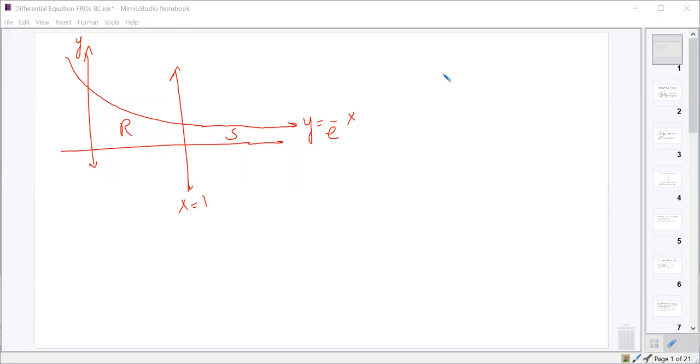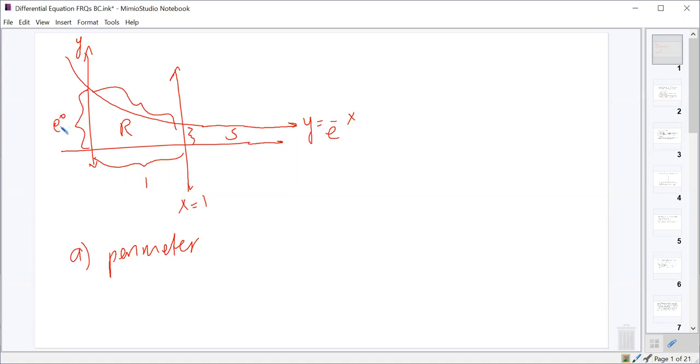Okay, first thing it asked for was the perimeter. So if we're looking for the perimeter, and you're gonna have to tell me what parts B and C and D and whatever else there was were, but I know the first part was about the perimeter. So our perimeter should have been this distance plus this distance plus this distance plus this distance. So this distance should have been 1. This distance should be e to the 0, which should be 1. This distance should be e to the negative 1.